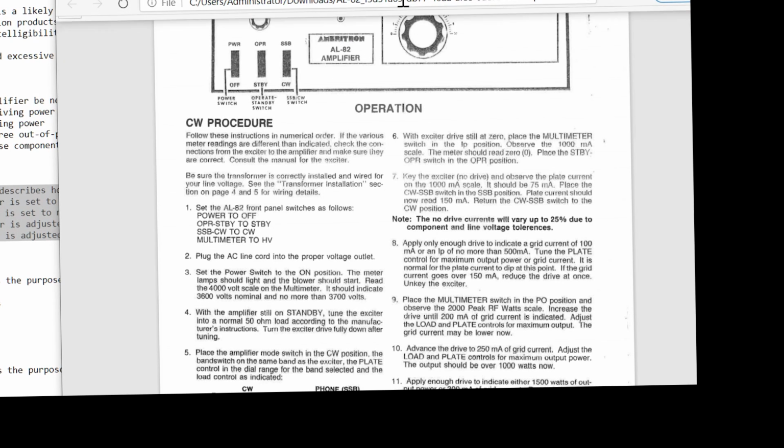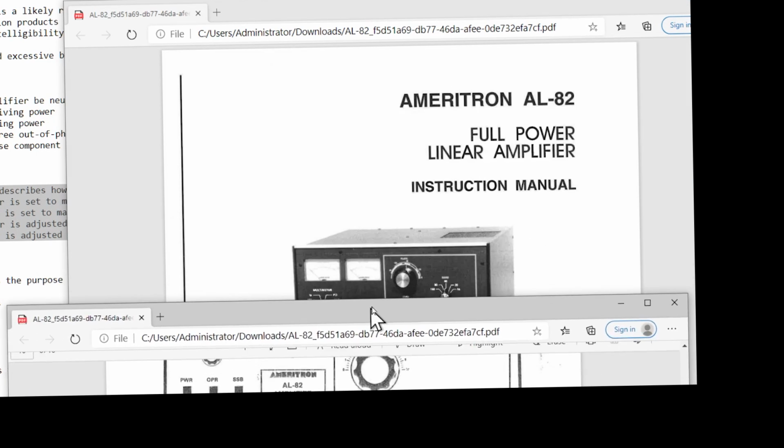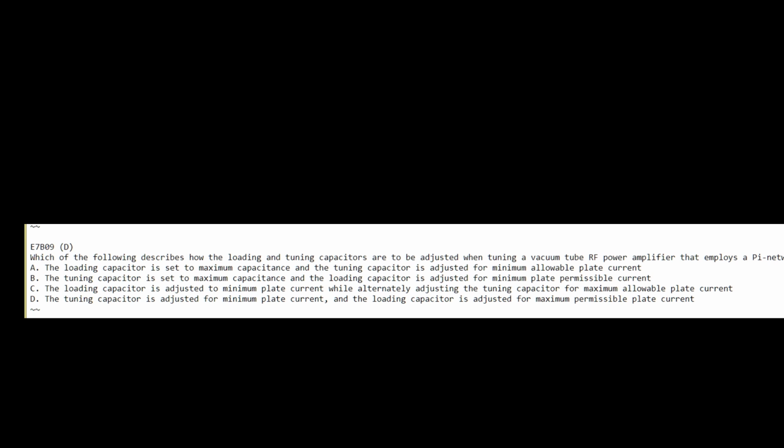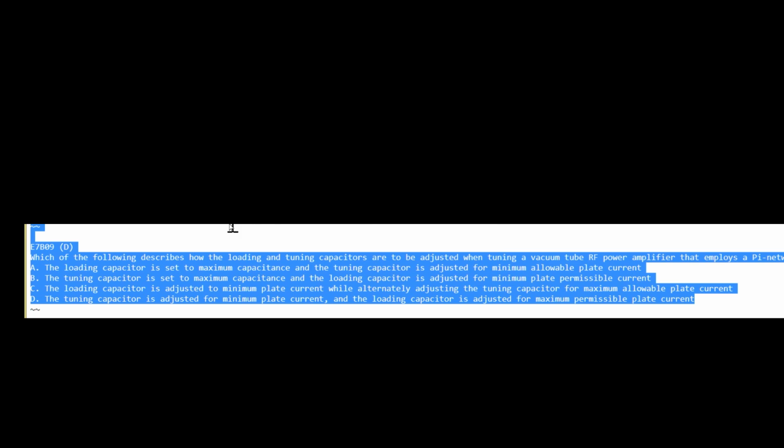The question on the extra class exam, let's see if I can get this out of the way, describes how the loading and tuning capacitors are to be adjusted when tuning a vacuum tube RF power amplifier. The tuning capacitor is adjusted for minimum plate current and the load control is adjusted for maximum permissible plate current. No, that's not at all how you do it. I'm going to review other questions on the exam and point out ones that I believe to be wrong.